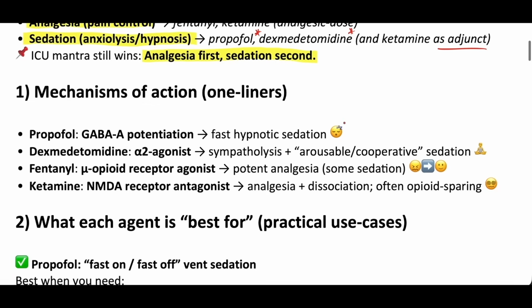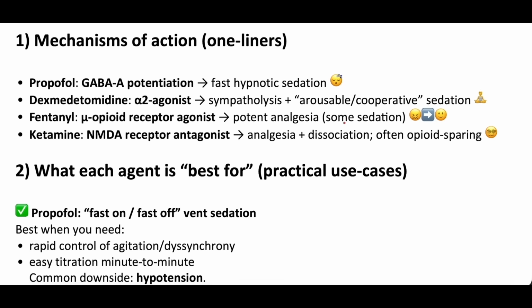Mechanisms of action, just one-liners. We went into more detail in the individual episodes. Propofol is a GABA-A potentiator, right? This is a hypnotic sedative. It's fast-acting. Dexmedetomidine is an alpha-2 agonist. It causes sympatholysis, or decreased sympathetic outflow. It's a nice sedative to keep the patient arousable and cooperative.